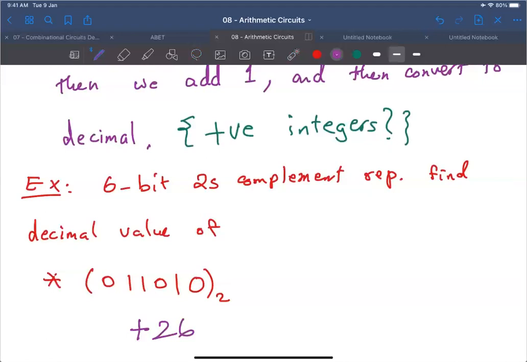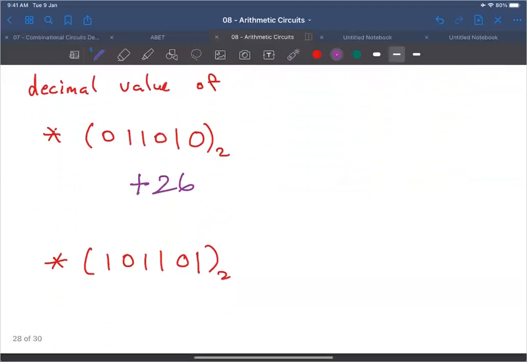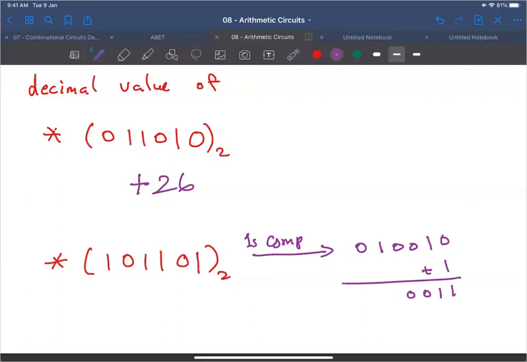What about this number? Now we're talking. This is a negative number, so now what you said applies. First of all, you take the complement of this number. The complement is going to be the one's complement, which is 0 1 0 0 1 0. And then you add 1 to that. It's going to be 1 1 0 0 1 0.